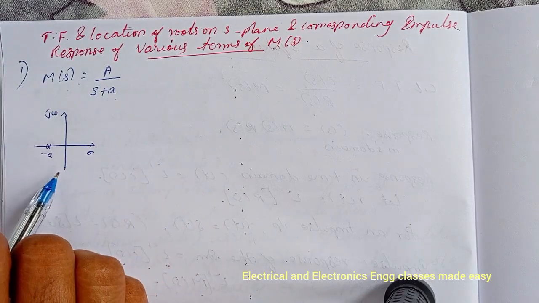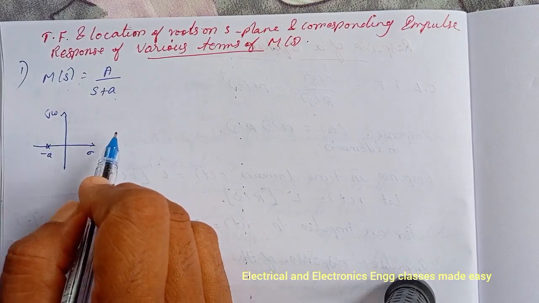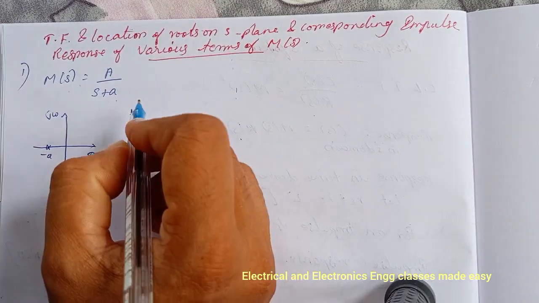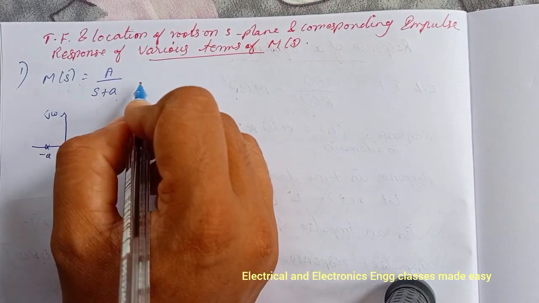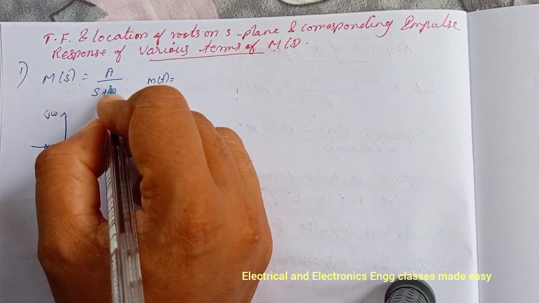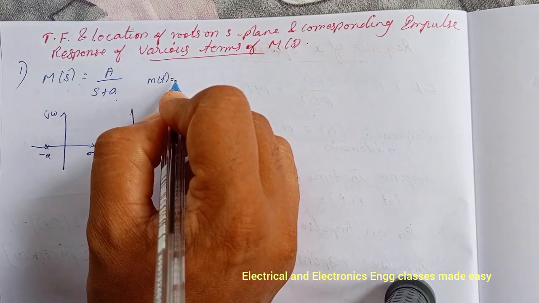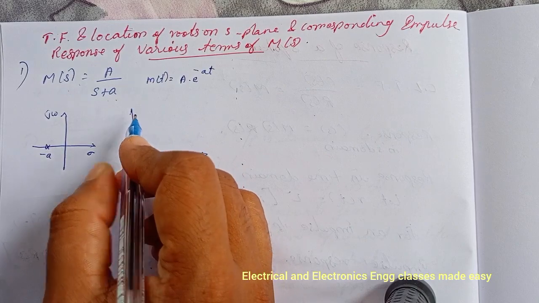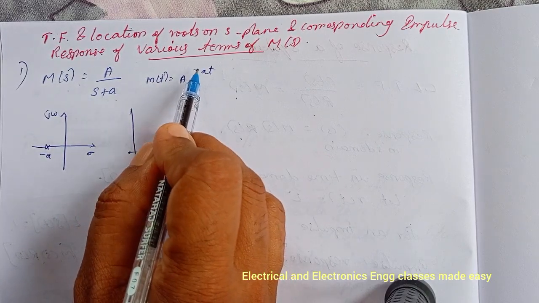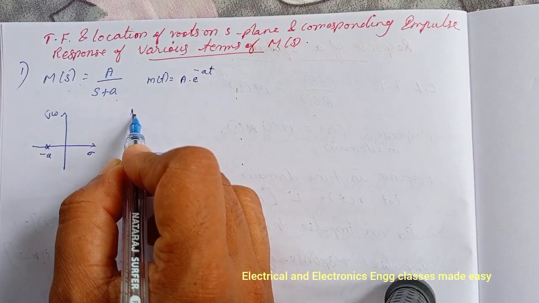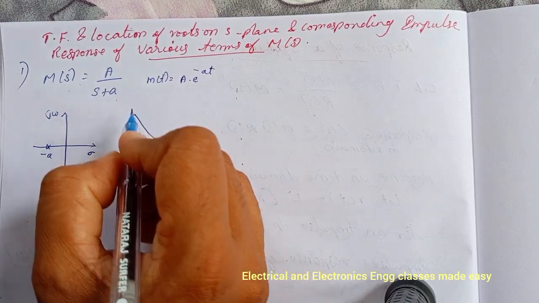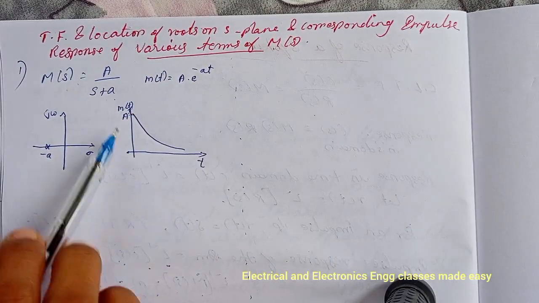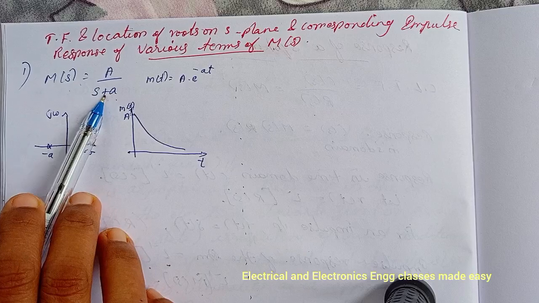So the root is on the negative real axis, and the response is m of t. M of t is equal to L inverse of a divided by s plus a, and we get a into e raised to minus at. So it is exponentially decaying. It is e raised to minus at. So the response is exponentially decaying. This is t and this is m of t, and this is a. So this is the response of a divided by s plus a.